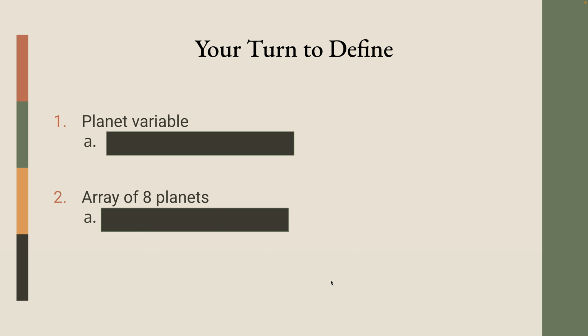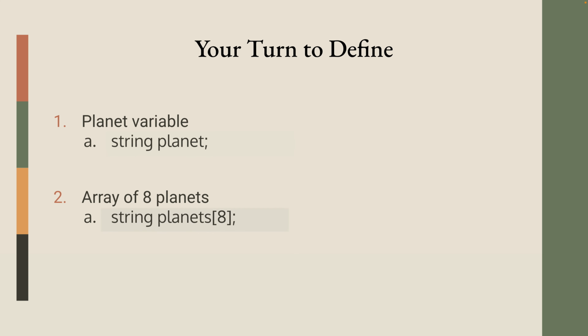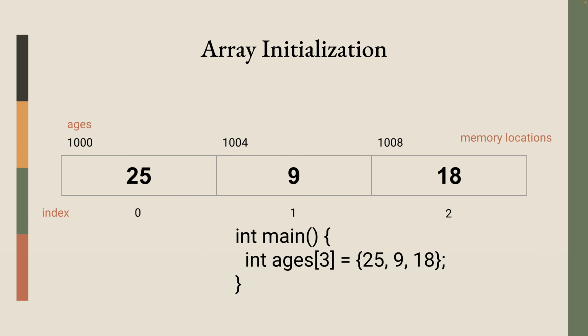Okay, so if we wanted to define a variable that holds the name of a planet, what would the definition look like? Yep, you just put the data type and then the name. And then if we wanted to do an array of 8 planets, yep, string planets[8], cool.